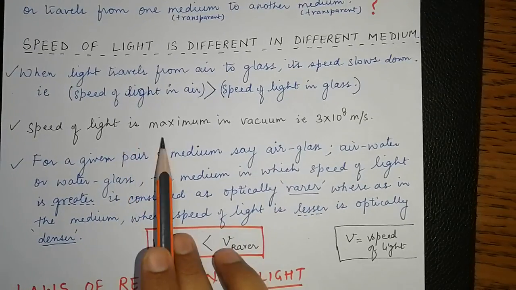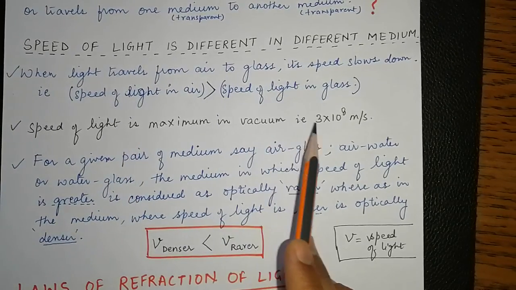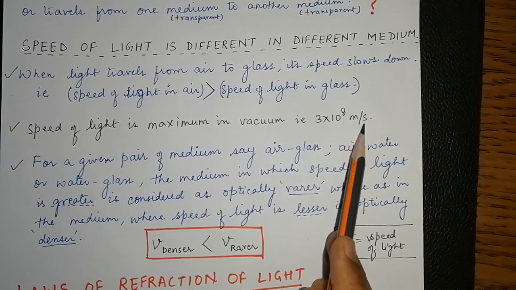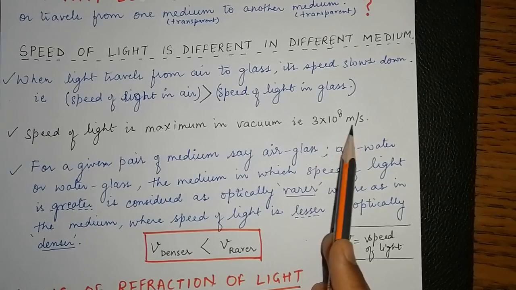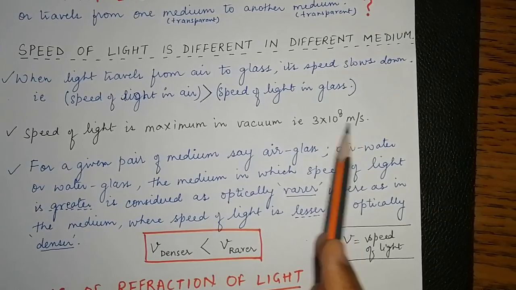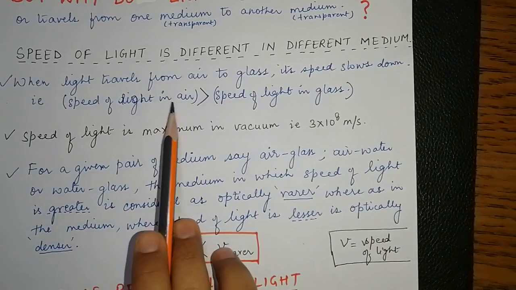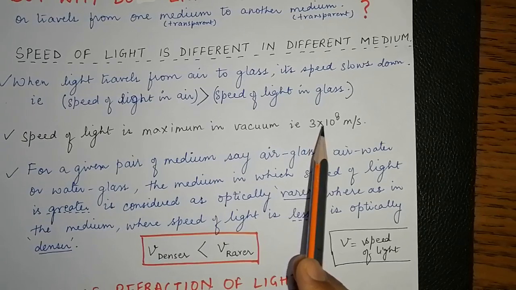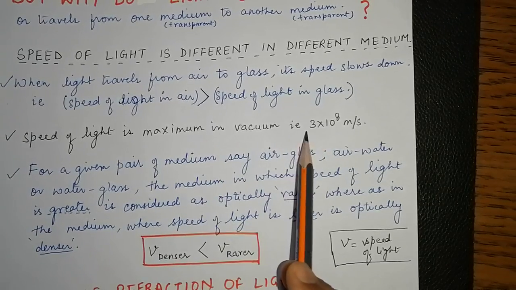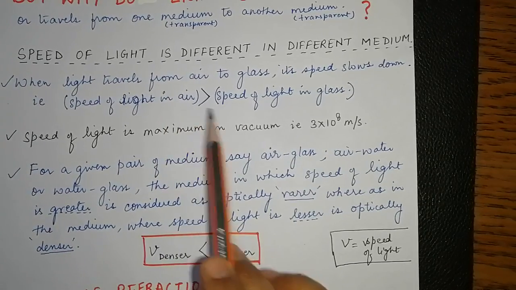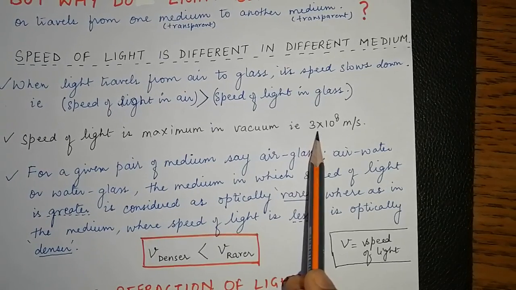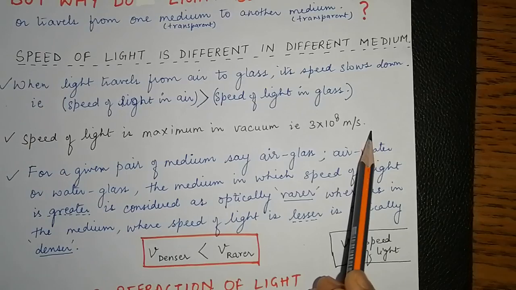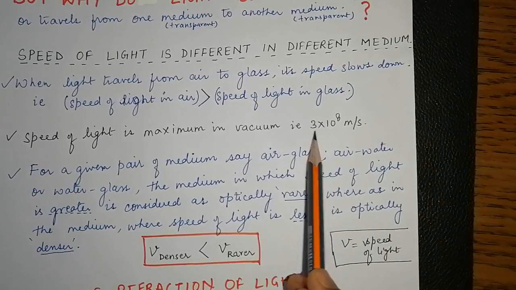Speed of light is maximum in vacuum and its value is 3 × 10^8 meter per second. Please mind that this is the maximum attainable velocity of light. The speed of light in air is taken approximately equal to the speed of light in vacuum. That is, the speed of light in air is approximately taken as 3 × 10^8 meter per second. So for all calculations, we'll take this value only.